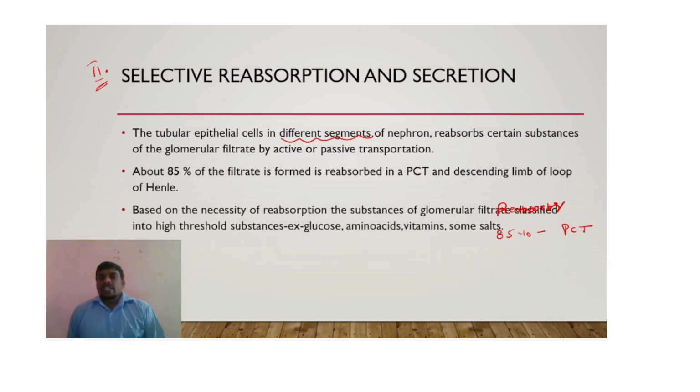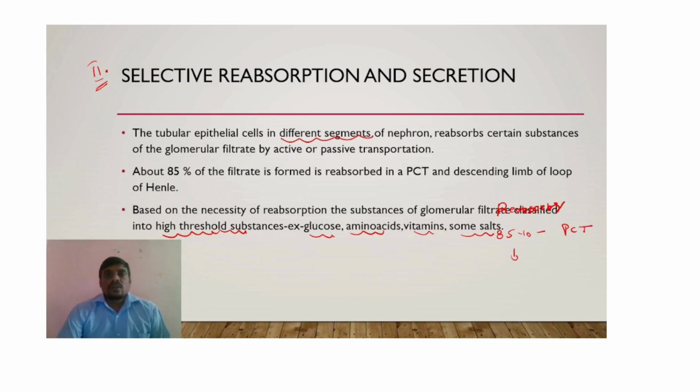Now, based on the necessity of reabsorption, the substances of the glomerular filtrate are classified into various groups. First, high threshold substances, which are highly reabsorbed, such as glucose, amino acids, vitamins, and some salts. Proteins cannot be reabsorbed.